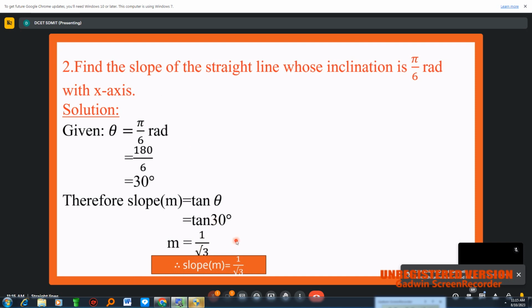So the procedure is, first you need to convert the radian into degrees. How to convert? You need to substitute the value of pi. Pi is 180 degrees, and 180 by 6 is 30. Therefore slope is tan theta, tan 30, which you will get as 1 by root 3. Therefore, we can say that the slope is 1 by root 3.